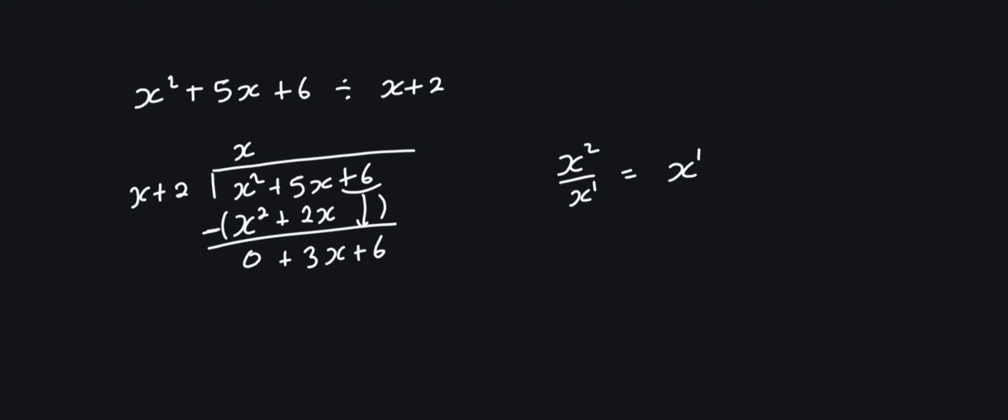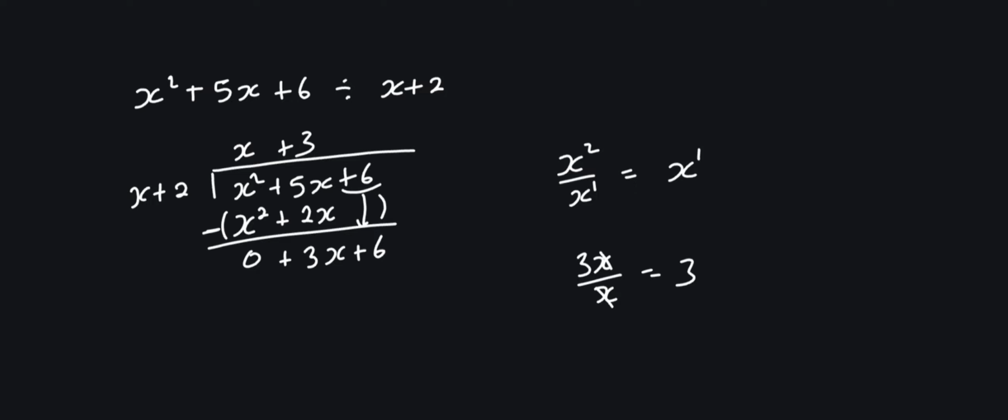Here we're going to do the exact same thing. So we have x plus 2 and we have 3x plus 6. How many times does x go into 3x? Or what do you get if you divide 3x by x? So that's 3x divided by x. So the x's cancel and you're left with 3, plus 3.